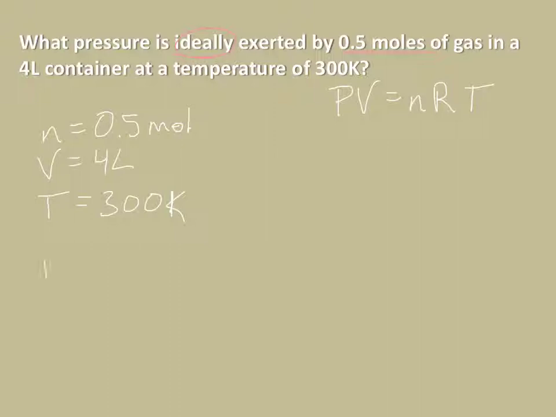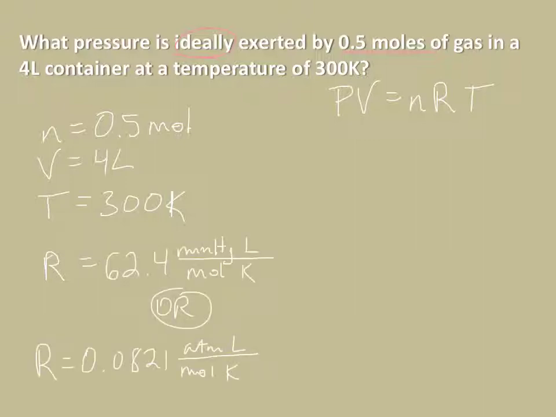We'll need to use the ideal gas constant R. Because it does not specify what unit, we get to choose. There are two possibilities. This problem can be worked using either 62.4 millimeters of mercury liter per mole Kelvin or 0.0821 atmosphere liter per mole Kelvin. Because it doesn't specify, you get to choose for yourself which one you want to use.